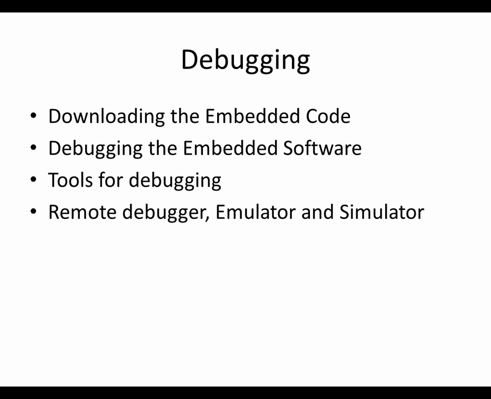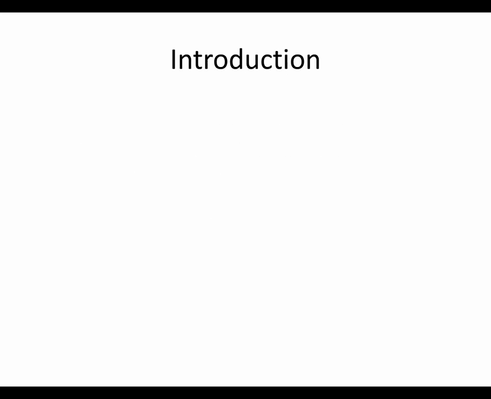Welcome back. We'll start with Unit 4, that is Part 1. In this part, we shall study the different procedures in order to download the embedded code, the debugging process which is involved in embedded systems. Then we shall see the details about remote debugger, simulator and emulator. Okay, so that is a debugging process which is mentioned here.